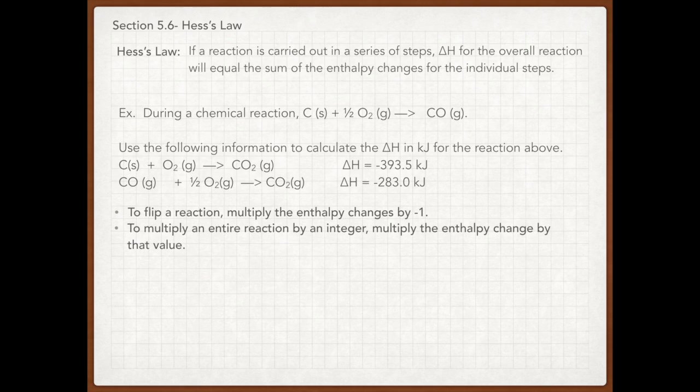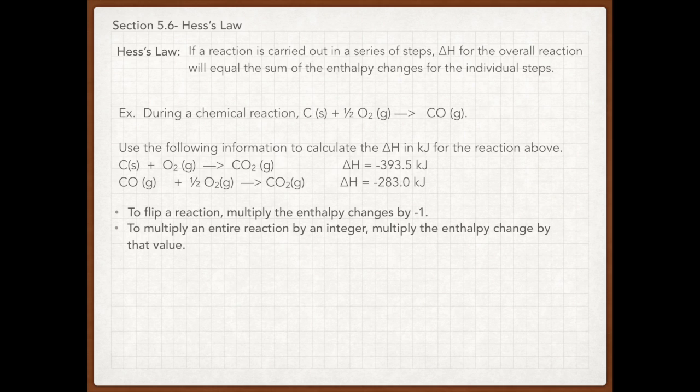And the second rule, which we're not going to use for this example, but you definitely will use for future problems, is that if you want to multiply an entire reaction by an integer, let's say, for example, instead of just carbon, I had 2 carbons, right? 2 moles of carbon. Well, what I would do is I would multiply the entire reaction by 2, and I would also multiply the enthalpy change by 2 as well. So it would be -393.5 times 2. And then, once you've manipulated those individual reactions, you're simply going to sum your reactions together, and that gives you the enthalpy change for that overall reaction.